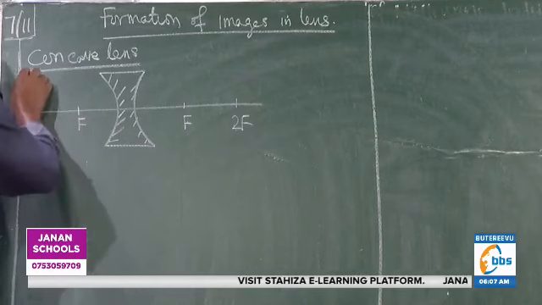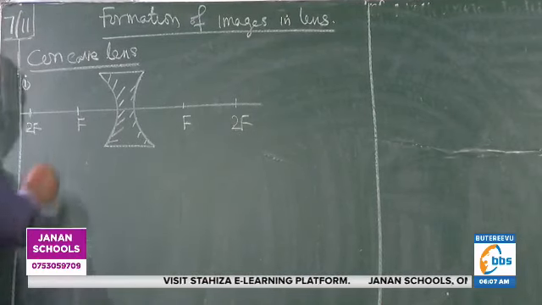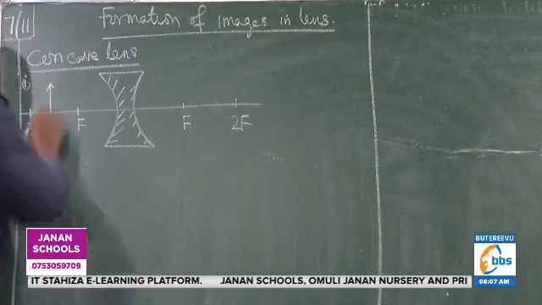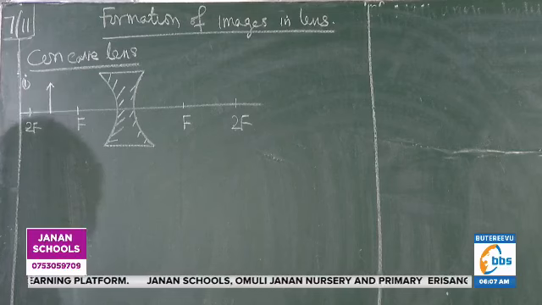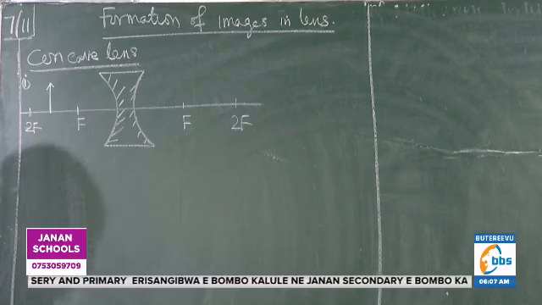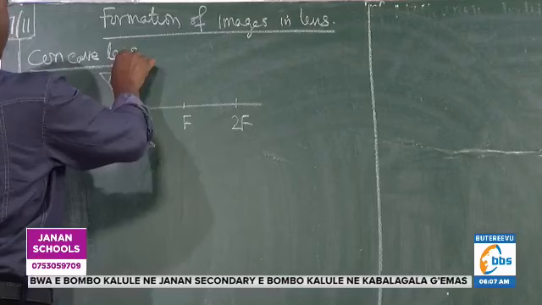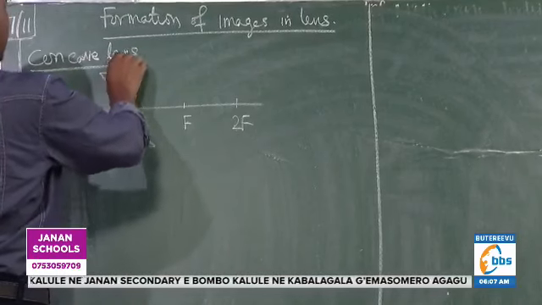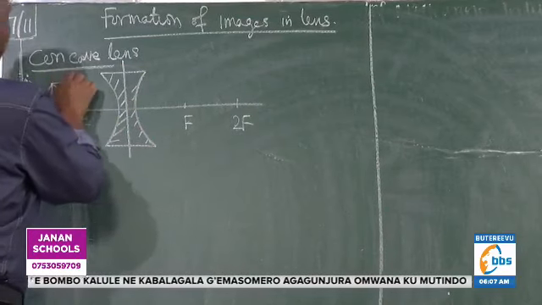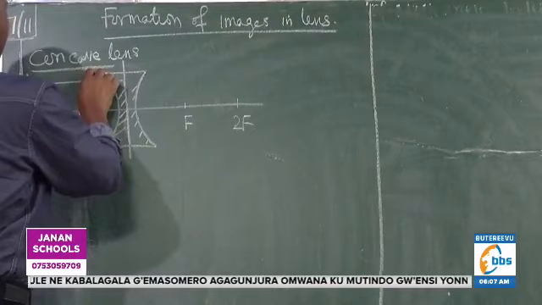Now, I will illustrate two diagrams. Diagram one, if I choose to put the object here, I'm going to use a free hand, but I want to remind the students following this program that ray diagrams must be drawn with a ruler and ink. One could use a pencil, it does not matter, but I want to emphasize that you must have a ruler. So I will use a free hand.